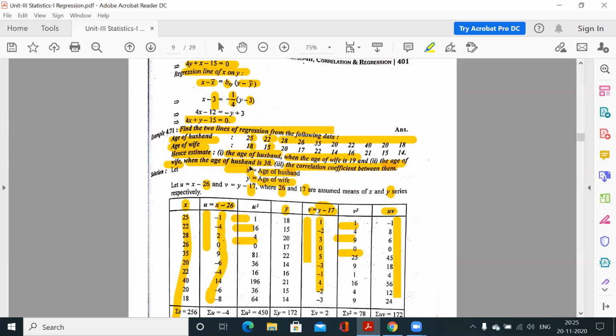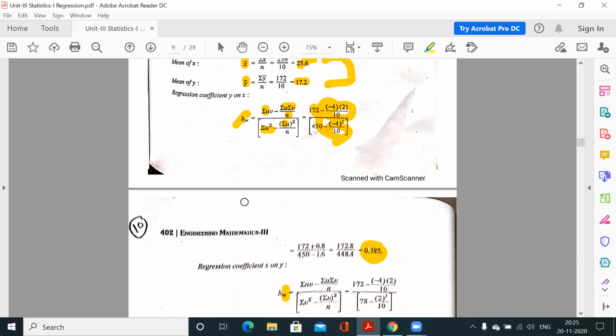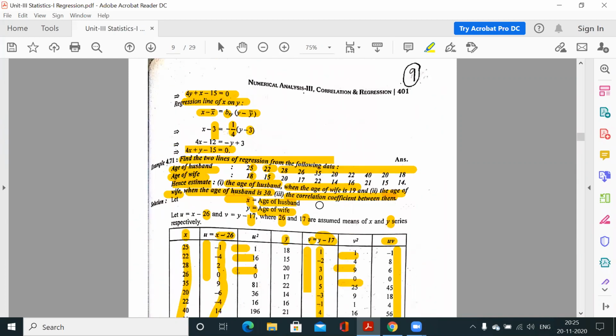So if you have to predict x, then you will use the x line. And if you have to predict y, then you will use the y line. Clear? Here we have to predict both variables. The first question is, what is the age of husband whose wife's age is 19? The age of wife is given, that means y is given, and we have to predict x corresponding to this y, that means 19. So we will use the regression line of x.